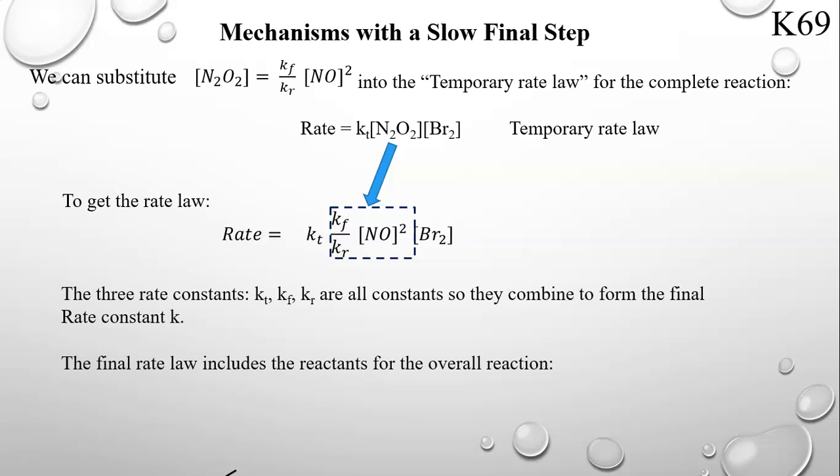The three rate constants, Kt, that's K temporary, Kf, that's K forward, and Kr, K reverse, are all constants, so they combine to form the final rate constant K. The final rate law includes the reactants for the overall reaction, and there it is. So if you go back to the original reaction, it only had NO and Br2 in it, and so now you have a rate law for the original reaction.